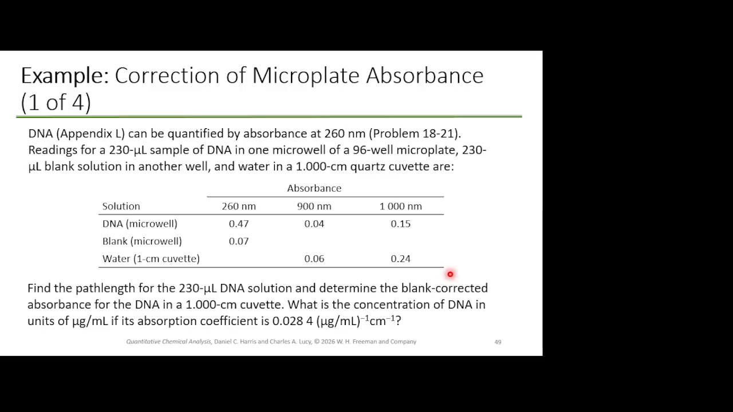Find the path length for the 230 microliter solution and the blank corrected absorbance for the DNA in the 1 centimeter cuvette. And then what is the concentration for the DNA in units of micrograms per milliliter if the absorption coefficient is this? Notice this is in micrograms per milliliter already. Try to plug those in and see if you understand where you should plug each number in.